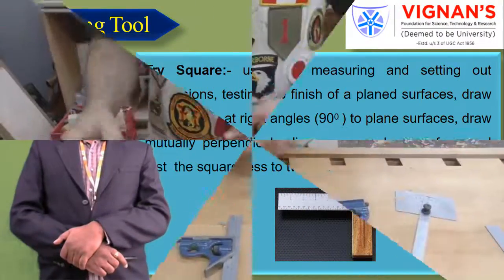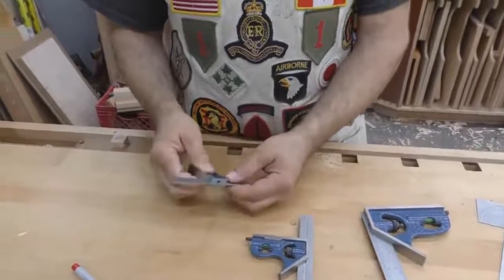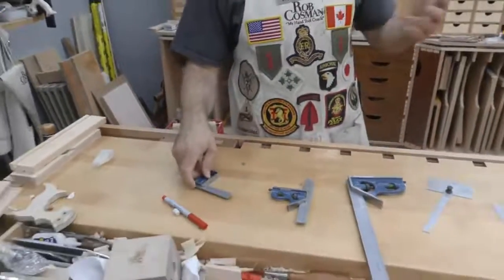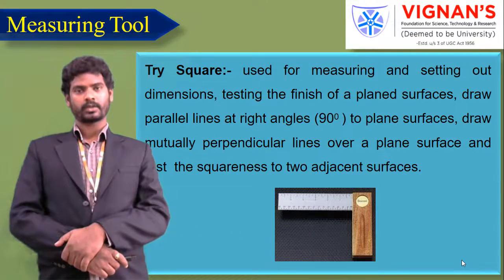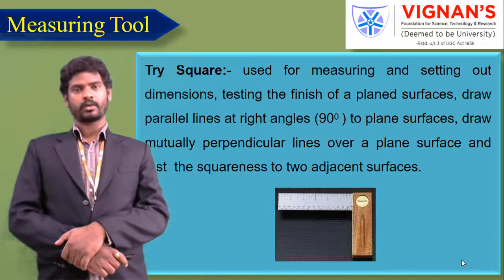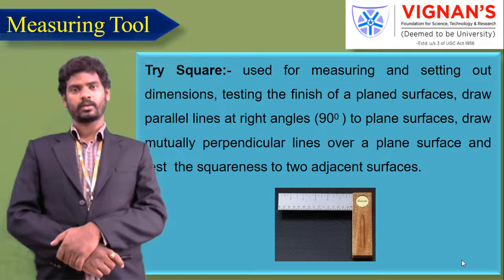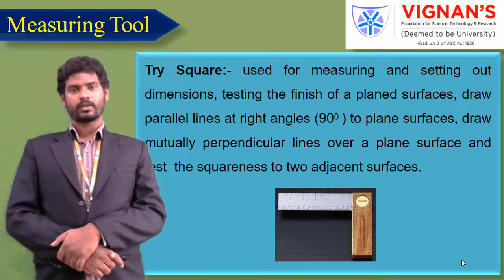Tri-square. A tri-square consists of a rectangular steel plate fixed rigidly to a cast iron stock. The length of the blade varies from 150 mm to 300 mm. The main purpose of the tri-square is to check the right angle of objects. That means, for example, we take a rectangular workpiece and check whether all the sides are perpendicular to each other or not. That will be checked by the tri-square.